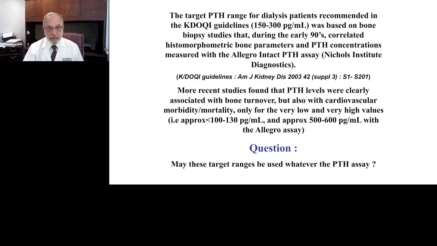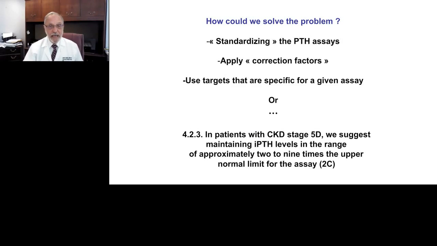But the big question remains, as shown here: what about all these PTH assays, and do they really correlate, and should the targets be valid, and how could this problem be solved? Should we try to standardize PTH assays? And we'll talk a little bit more about that in a minute. Should we apply correction factors to the various assays that exist so that they could use appropriate targets, or should we just use targets that are specific to a given assay?